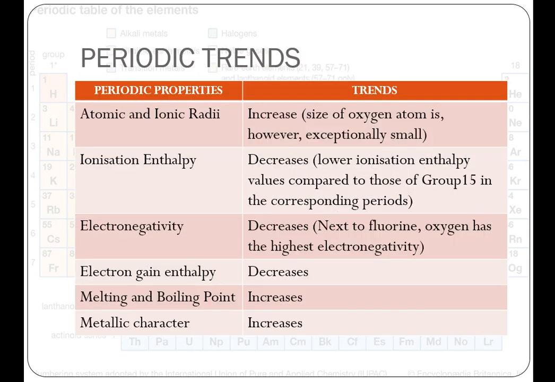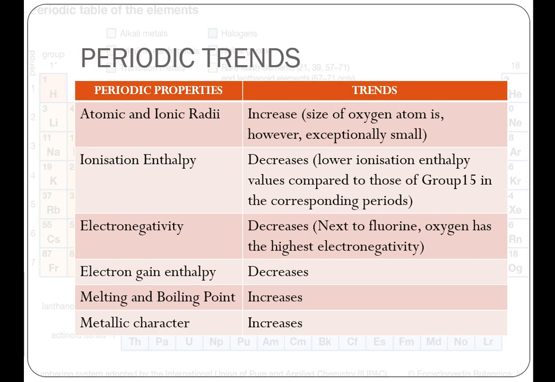Now some of the properties. First is atomic and ionic radii. Due to the increase in number of shells, atomic and ionic radii increase down the group. Size of oxygen is, however, exceptionally small. Ionization enthalpy decreases down the group. It is due to increase in the size. However, the elements of this group have lower ionization enthalpy as compared to those of group 15 elements.